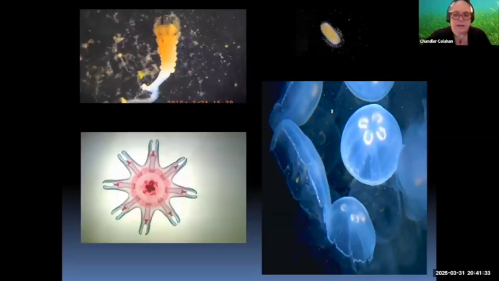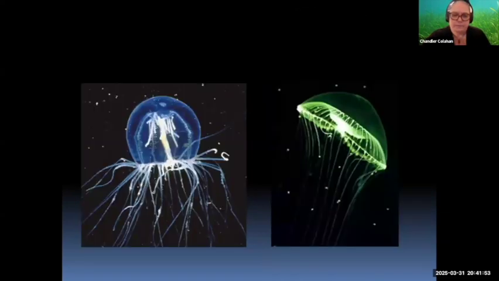Here's what it looks like in real life, with the mature jellyfish in the bottom right. That baby jellyfish, or ephyra, is the bottom left. The actual process of strobilation is the top left. And then the little ciliated planula is the top right photograph.